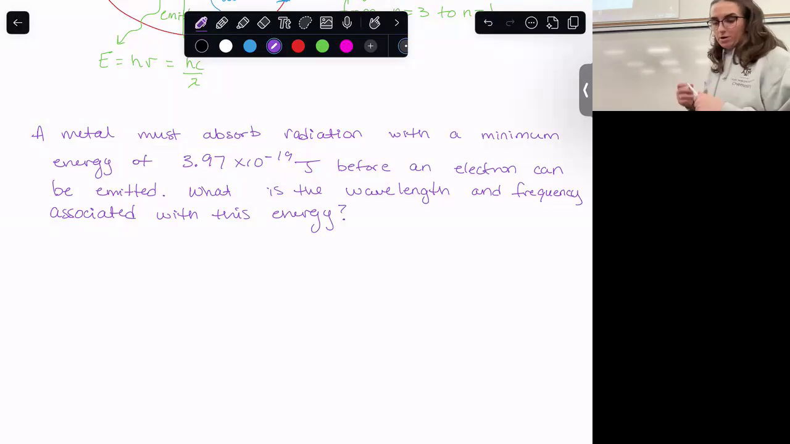Right, so we have a metal that must absorb radiation with a minimum energy of 3.97 times 10 to the negative 19 joules before an electron can be emitted. What is the wavelength and frequency associated with this energy? How can we solve this one?